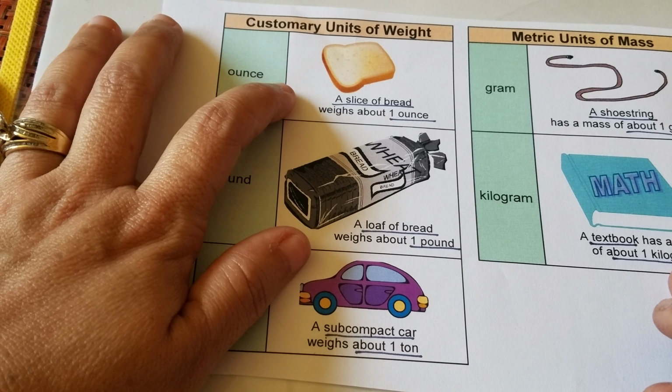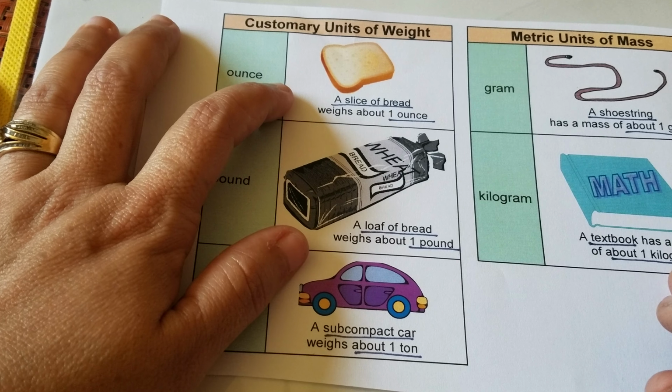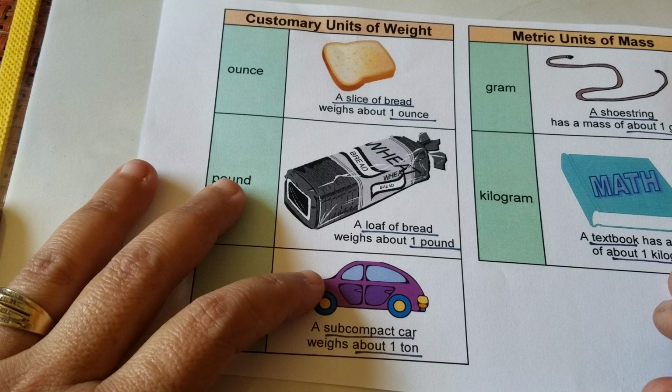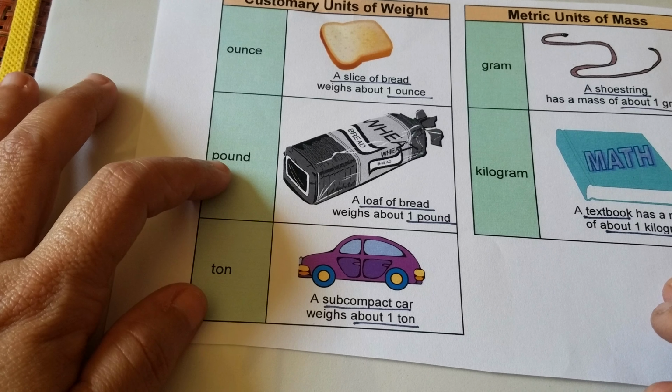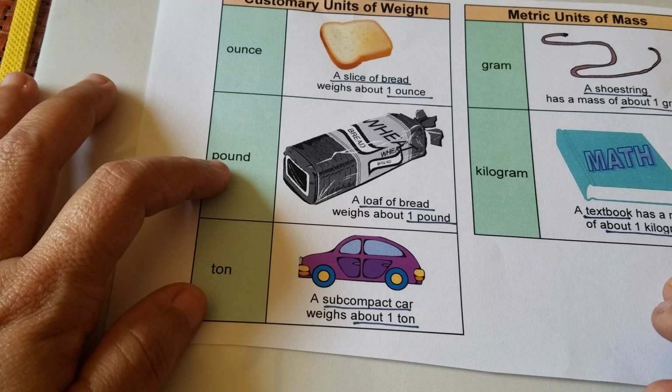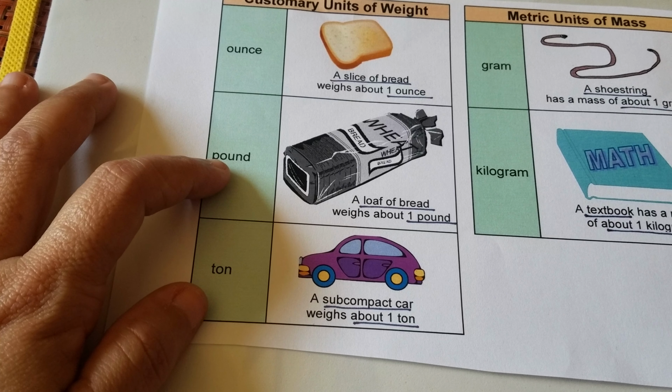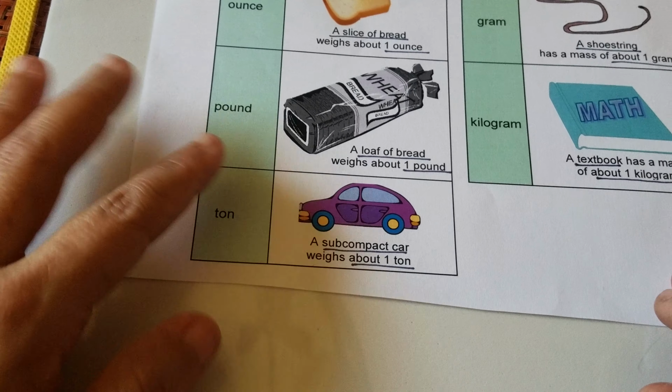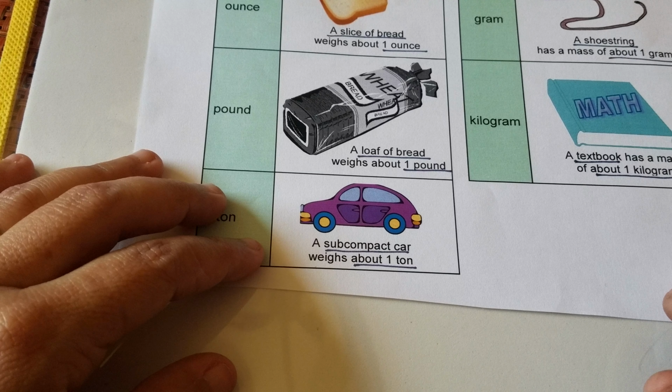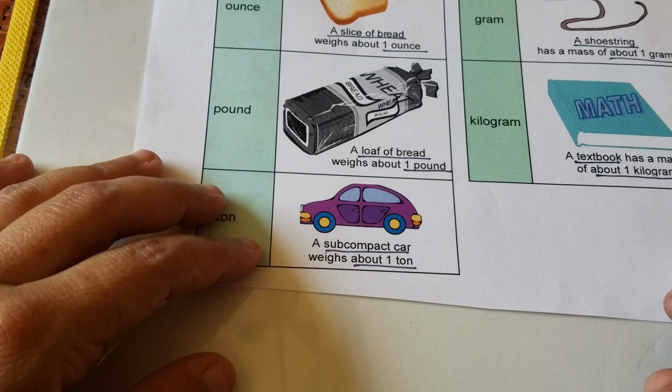So an ounce is about a slice of bread. A pound, you need a loaf of bread or 16 slices of bread. And a ton is about a car. If you have a car at home, it weighs about a ton.